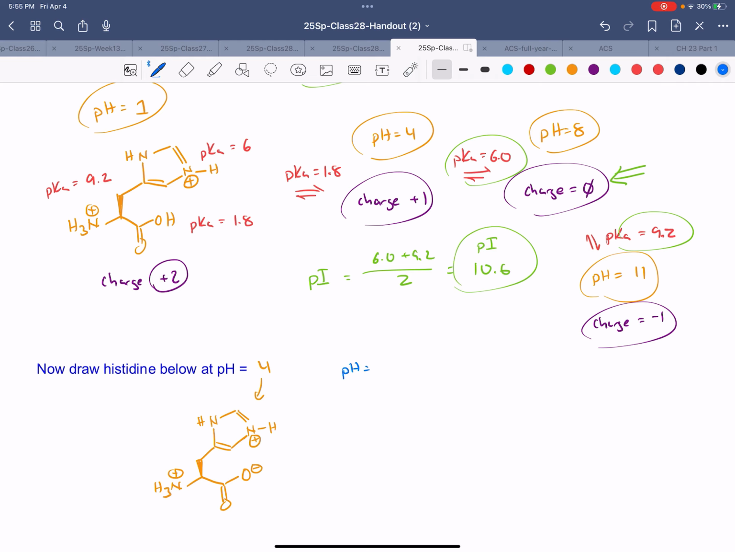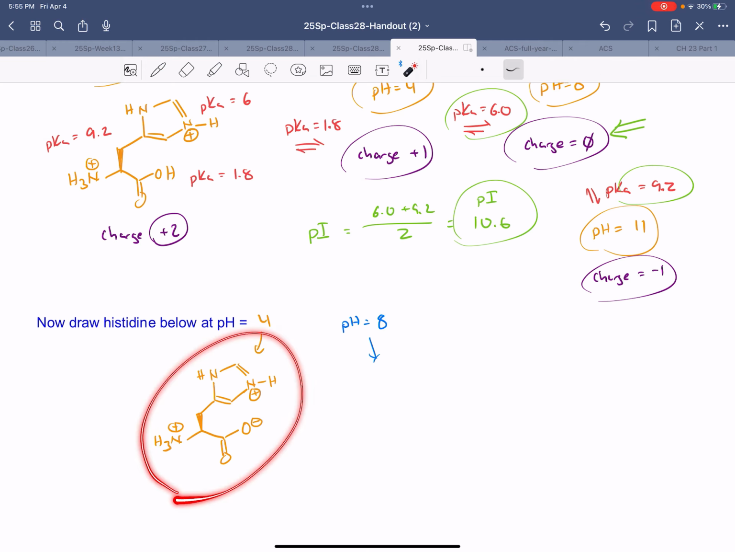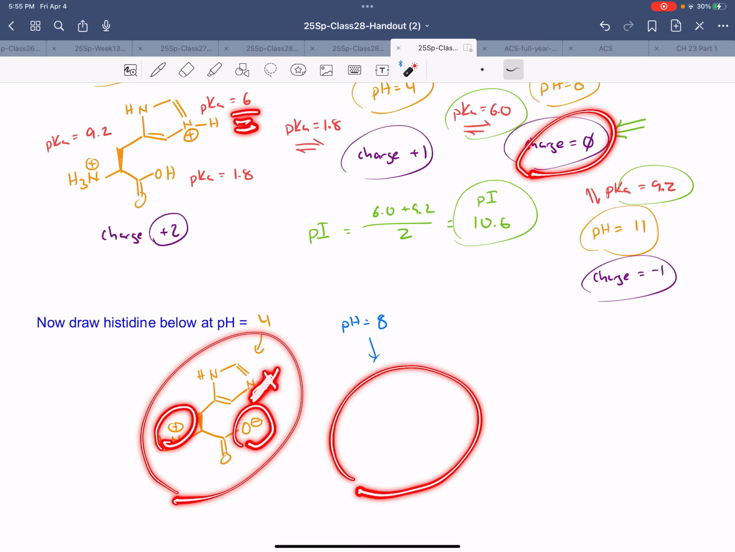pH equals now 8. What does that look like? We already have 4. We could work off of this if you want. At pH 8, we crossed over the 6. So we are basic enough now to get rid of this H here and this plus charge here. At 8, I predicted it was neutral charge. And so when we get rid of this, look at that, negative and positive, the Zwitterion. So you would draw the Zwitterion, this one right here, without the H and positive charge here.